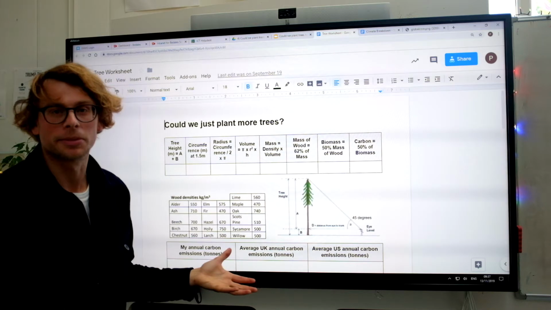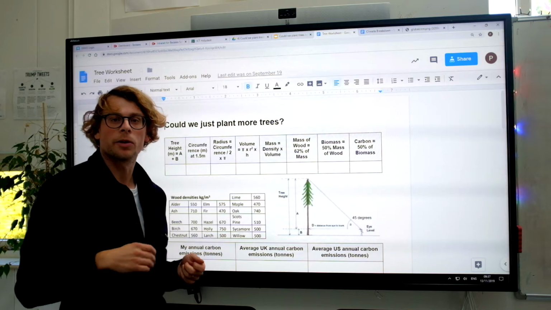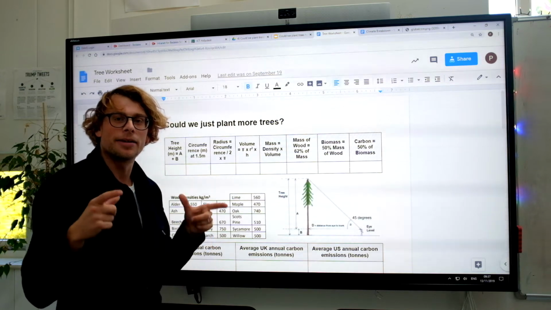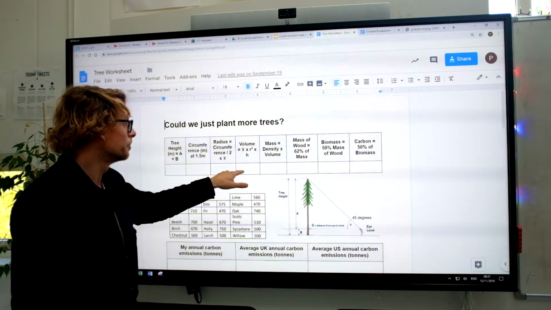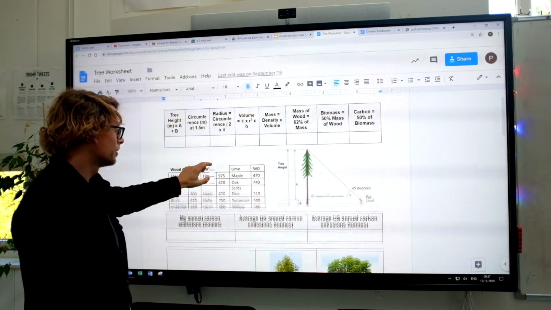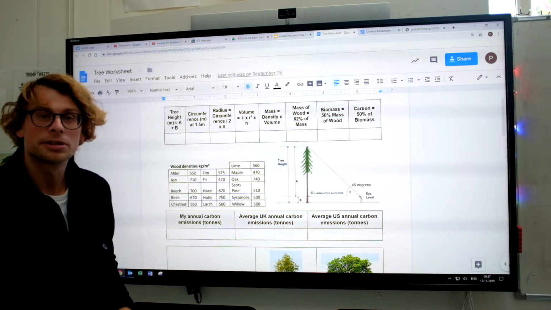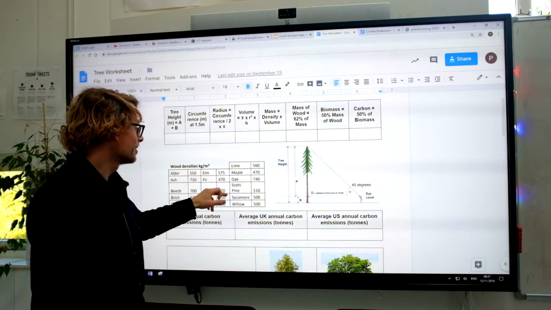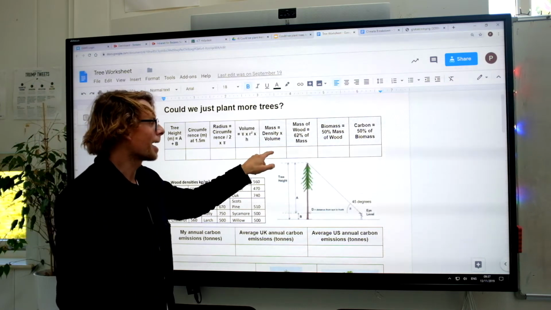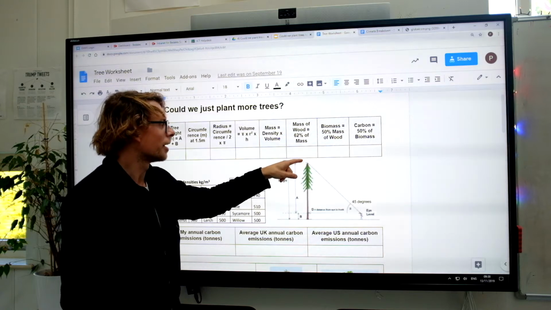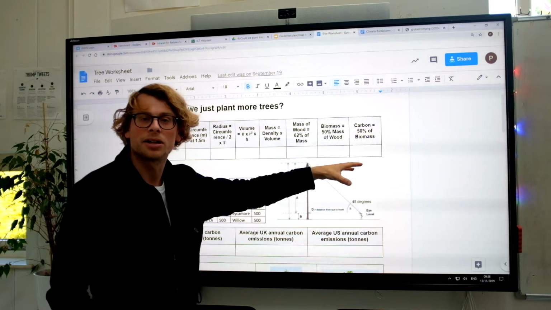So the height of the tree might be something like 15-20 metres. You then want to have a go measuring the circumference at 1.5 metres, so around chest height. And then using that, when you're back in the classroom, you can calculate the radius and the volume, and then from that, knowing the type of tree, so for example, I've used pine trees that we've got on the school site, we've got the density of pine from this table here. We can then calculate the mass, and then the mass of wood, and then the biomass, and then ultimately, using proportions, we can have a look at how much carbon is actually locked away.